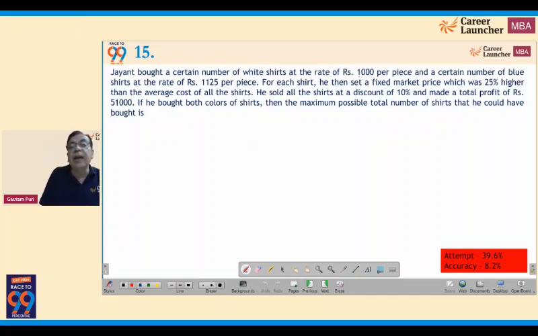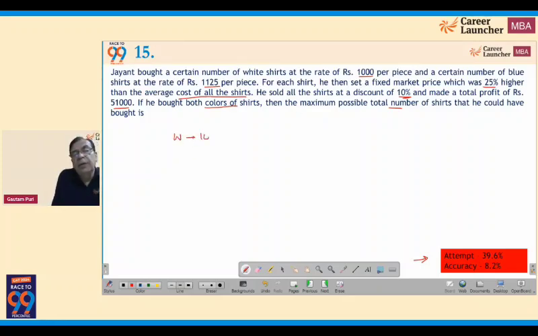Jain bought a certain number of white shirts at the rate of rupees 1,000 per piece and a certain number of blue shirts at the rate of 1125 per piece. For each shirt, he set a fixed market price which was 25% higher than the average cost of all shirts. He sold the shirts at a discount of 10% and made a profit of rupees 51,000. If he bought both colors of shirts, what is the maximum possible total number of shirts he could have bought? Now, this again is a question, as the red color at the bottom is telling you, which should not have been attempted by many of the students. You should be leaving it, but there's something very interesting here, and I wish people would have been able to pick up on it.